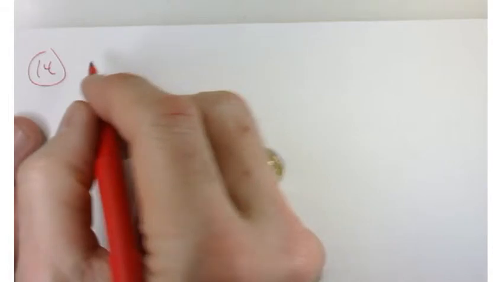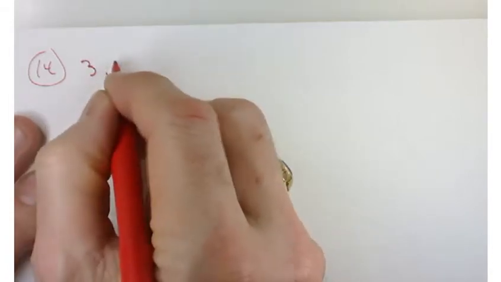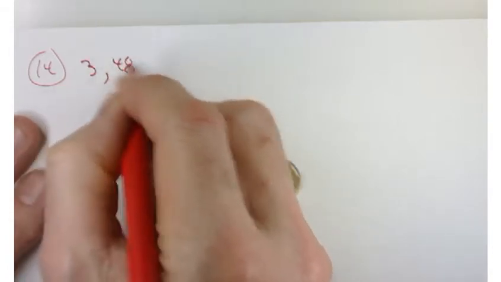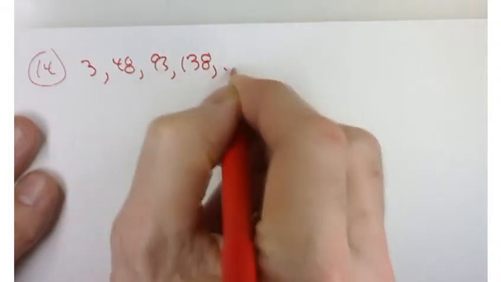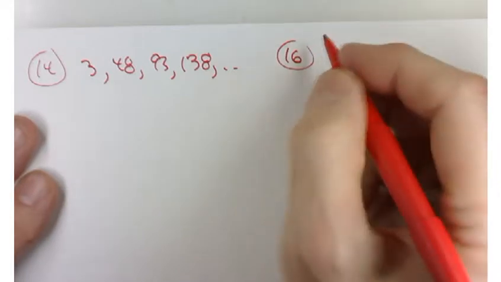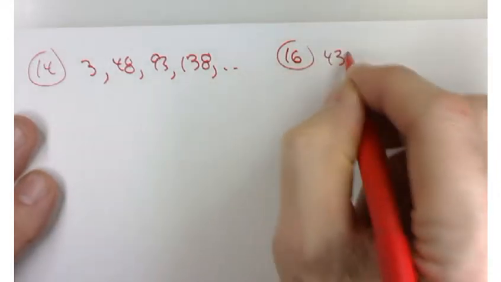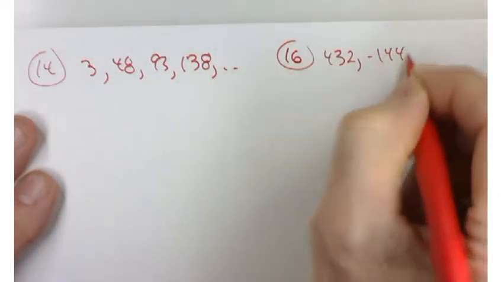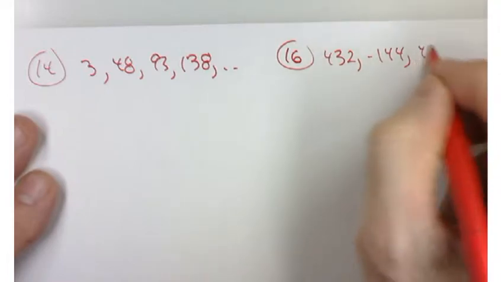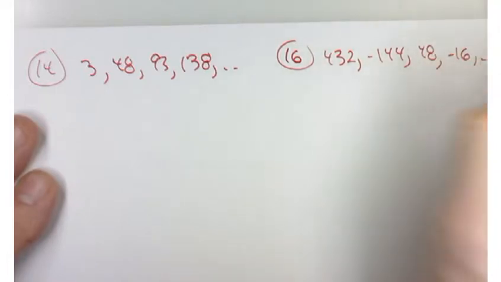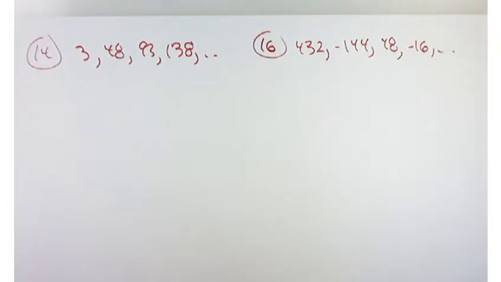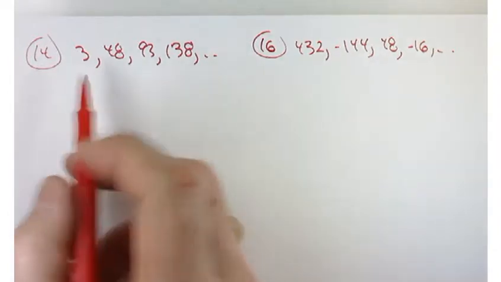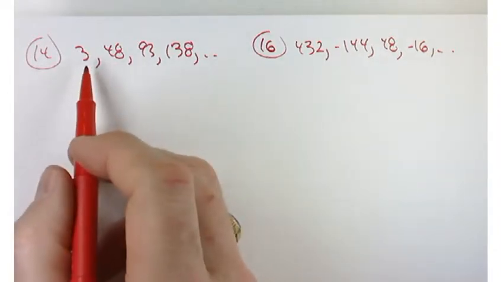So our problem there is 3, then 48, then 93, 138, etc. At the same time, we've got problem 16, which is 432, -144, 48, -16, etc. So the question is, are these geometric sequences? Let's take a careful look at 14.